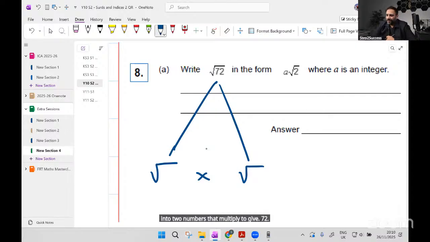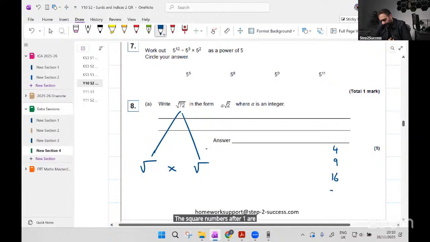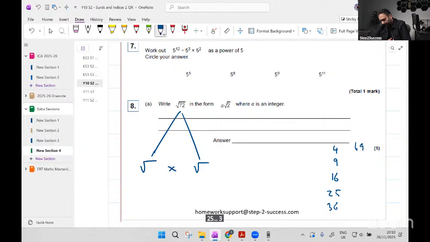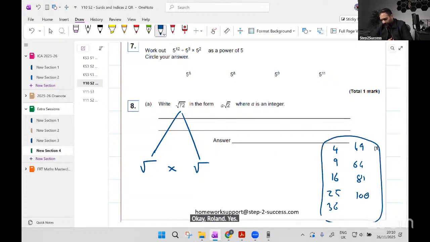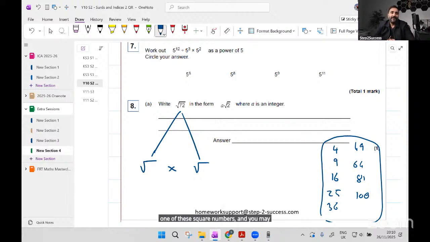But importantly, what you want is for one of those numbers to be a square number. The square numbers after 1 are 4, 9, 16, 25, 36, 49, 64, 81, and 100. So you want two numbers that multiply to give 72, preferably one of them being one of these square numbers. And you may recognize that 36 goes into 72 two times.